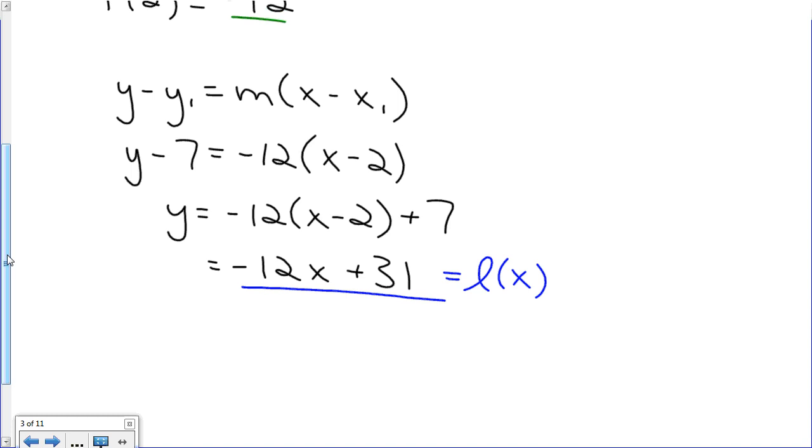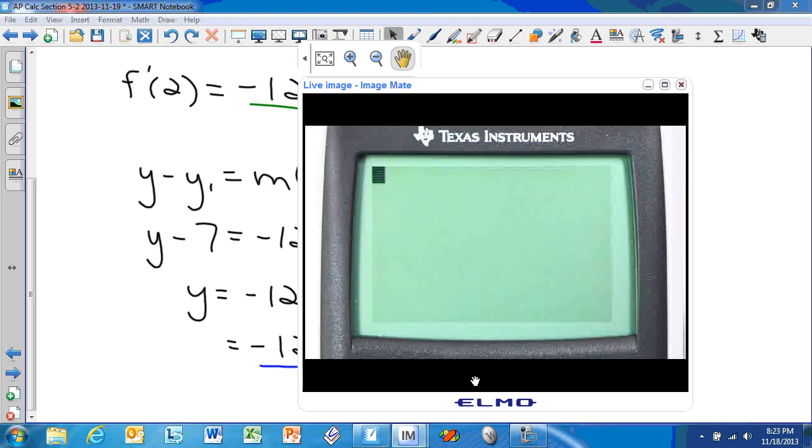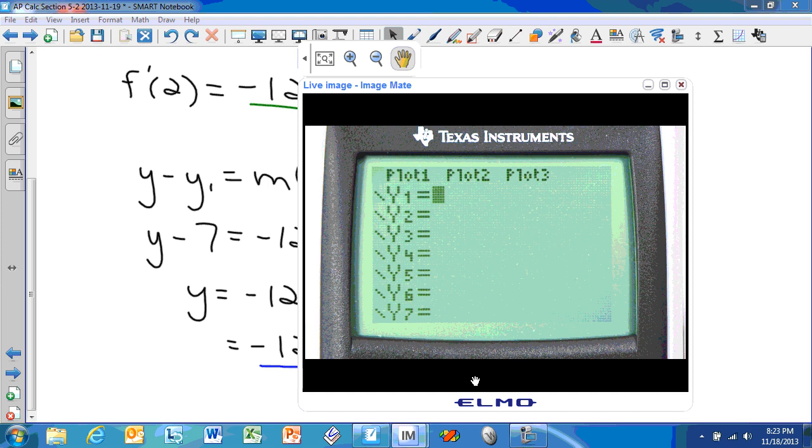All right, the next part of this was to show graphically that f is locally linear at x equals 2. So to do that, let's go to our calculator. And again, this idea of local linearity refers to the fact that if I zoom in on this function at x equals 2 over and over again, it'll start to look more and more like a straight line. So let's punch in the original equation, 15 minus x cubed.